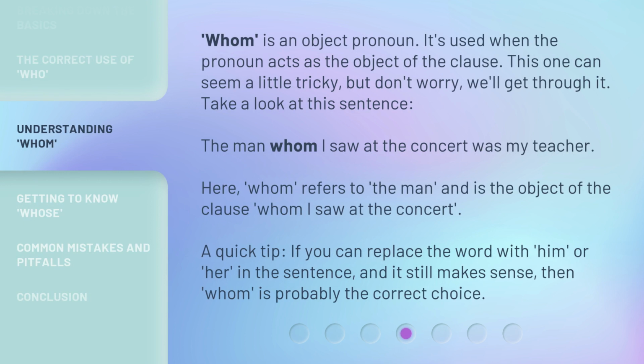Whom is an object pronoun. It's used when the pronoun acts as the object of the clause. This one can seem a little tricky, but don't worry, we'll get through it. Take a look at this sentence. The man whom I saw at the concert was my teacher. Here, whom refers to the man and is the object of the clause, whom I saw at the concert. A quick tip: if you can replace the word with him or her in the sentence, and it still makes sense, then whom is probably the correct choice.